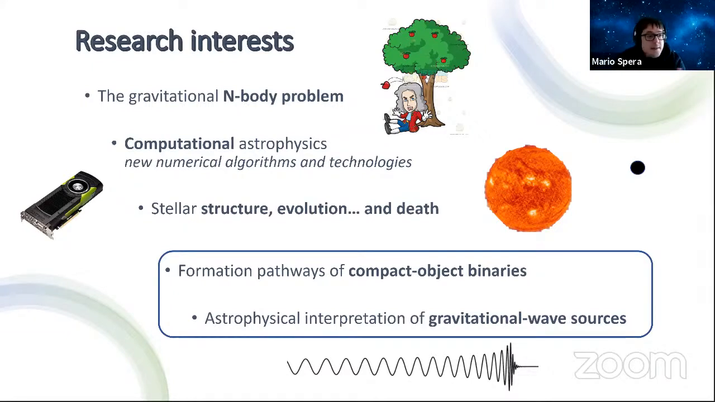And I would like to do that because we now have tens of LIGO Virgo gravitational wave detections for merging compact objects. But from the theoretical point of view, we still don't know much about merging compact object binaries.